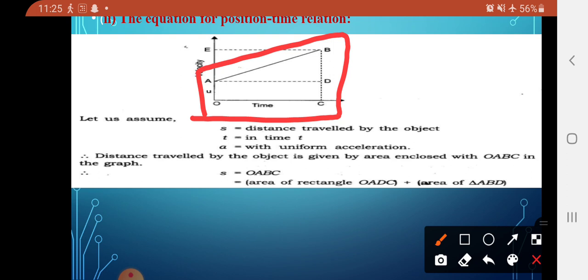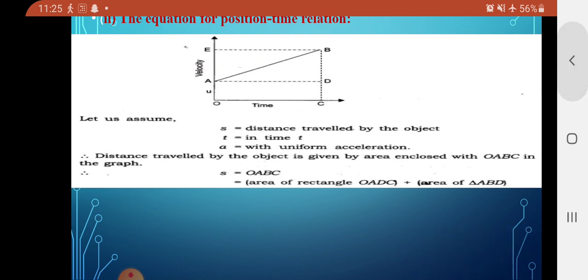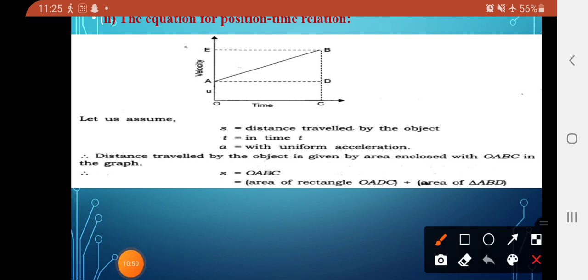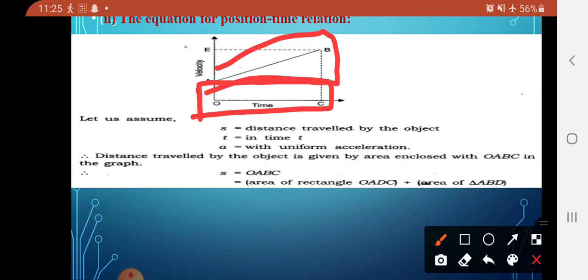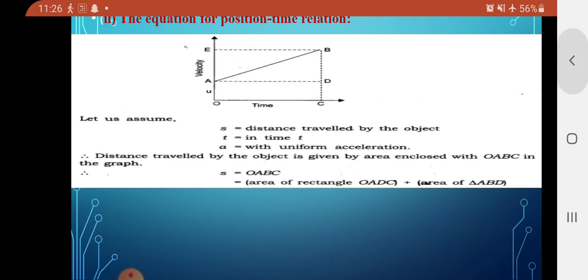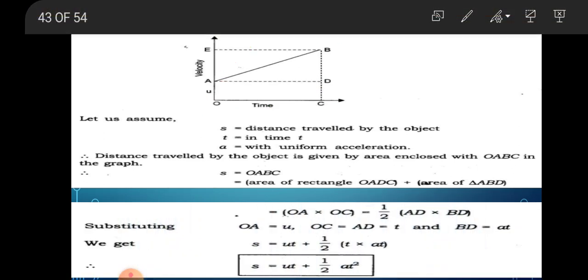You may find that this quadrilateral is nothing but the combination of two shapes. So what are those two shapes? Just consider this equation. Here OA and DC form a rectangle, whereas AB and D form a triangle. So this is the combination of two shapes, the triangle and the rectangle, isn't it? So here we have to add them.